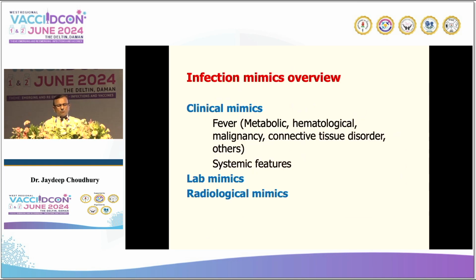So I just wanted to present a spectrum of infection mimics with some cases. There may be clinical mimics, the most common being fever. And fever other than infections may be due to metabolic causes, hematologic malignancy, connective tissue disorders and others. And often with some systemic features the child may present, like joint pain or the cervical nodes that I presented. These are the clinical mimics. Of course, lab mimics: sometimes the counts and the inflammatory markers may be very raised, but that's due to non-infectious causes. And of course, the radiologic mimics, as in most of the cases that I presented.